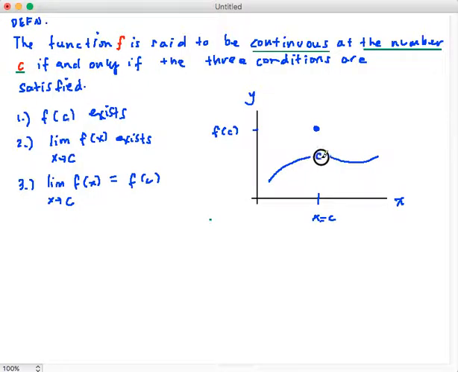Ano yung condition 1? Condition 1, f of c exists? Yes, meron tayong c, f of c. Meron tayong point dito. So, check tayo dyan. Check natin to. Pangalawa, the limit of f of x exists. So, ito yung function f natin.